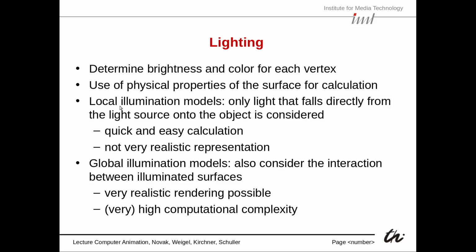For this we have local illumination models. This uses or computes only light that falls directly from the light source onto the object which is considered. And this is quick and easy for the calculation, but this also leads to a not very realistic representation, because usually we have reflections from the walls of our room and also from other objects. Right? Light is reflected from all objects, and so they illuminate each other.